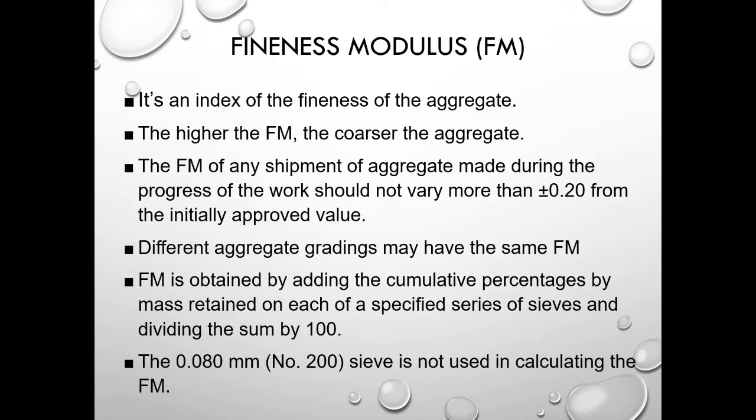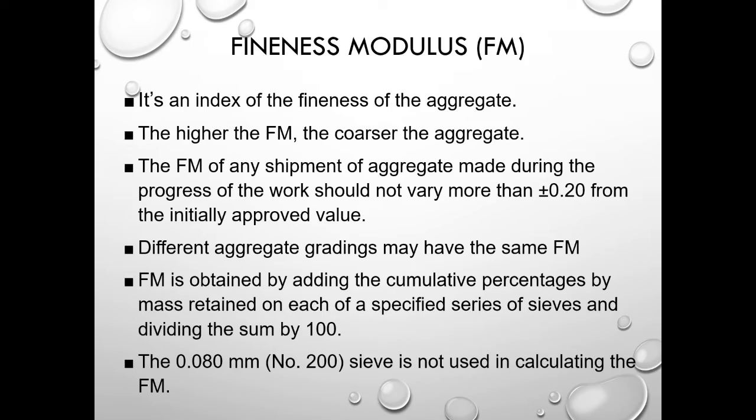You can have different aggregate gradings. However, they may have the same FM. We'll look at that a little later on when we're doing mix designs. How do we determine it? It's determined from your sieve analysis. The FM is obtained by adding the cumulative percentages by mass retained on each of a specified series of sieves, and you divide that by 100.